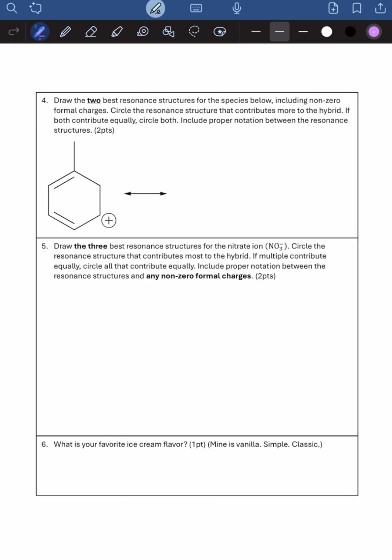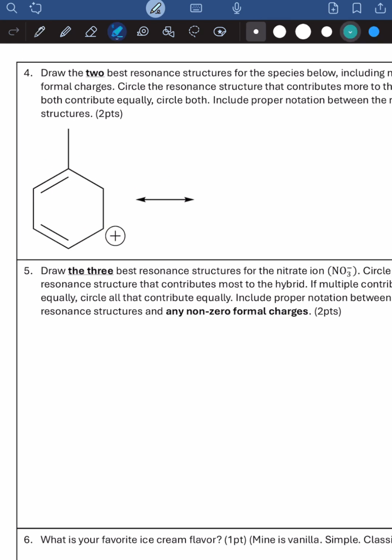Okay, now let's move on to question 4. Draw the 2 best resonance structures for the species below. Okay, so we're first given a charge. That's a good place to start. And we have this pair of electrons that can swing on to here. That's the first thing that jumps out to me. Okay, so we have something that'll look like this.